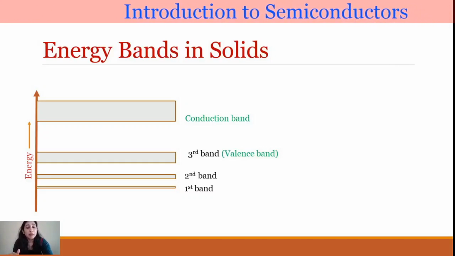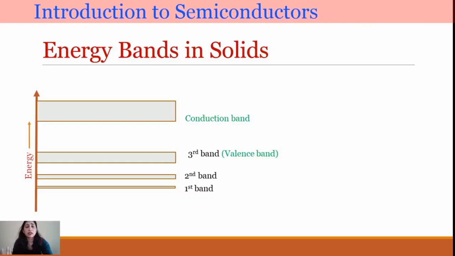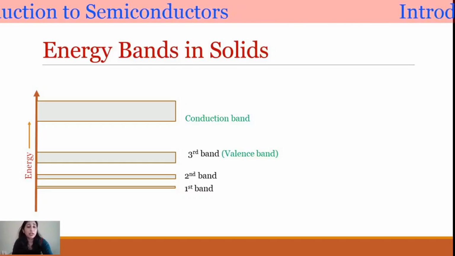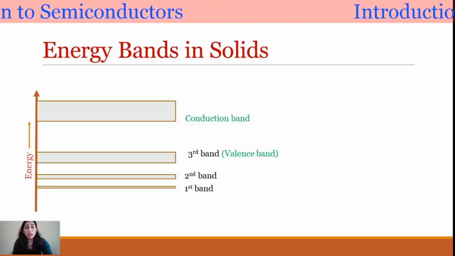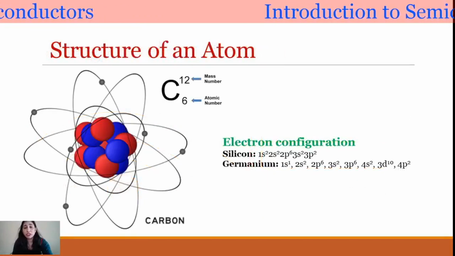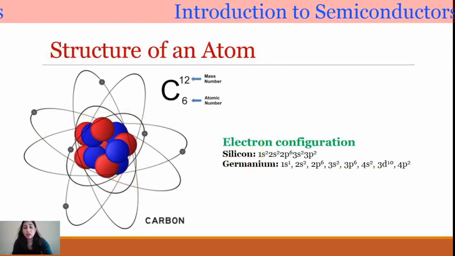Similarly, the third band is created, and let us take the example of the silicon atom. Then this third band becomes the valence band, as I show you back. In the silicon electronic configuration, the third orbit is the valence orbit.